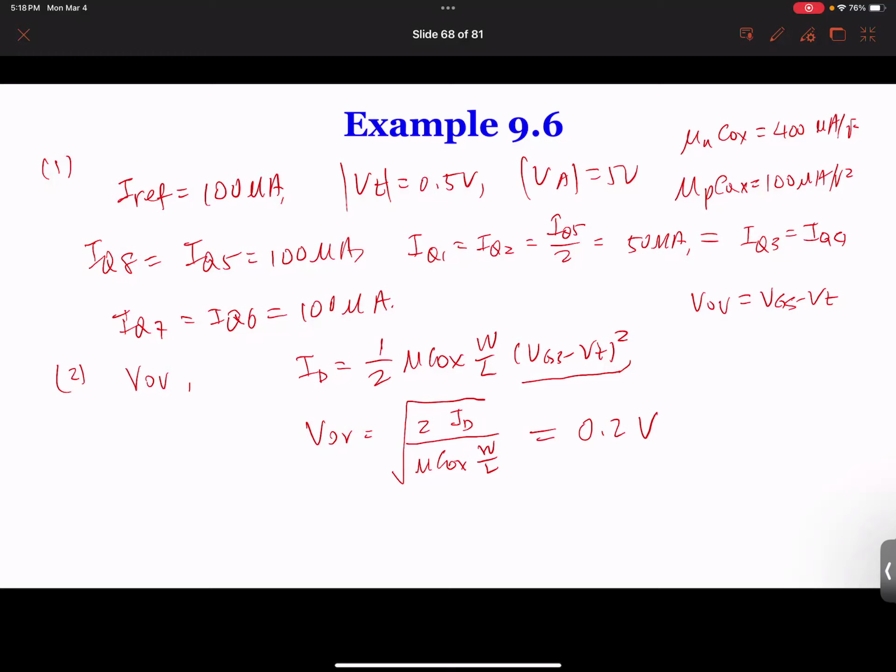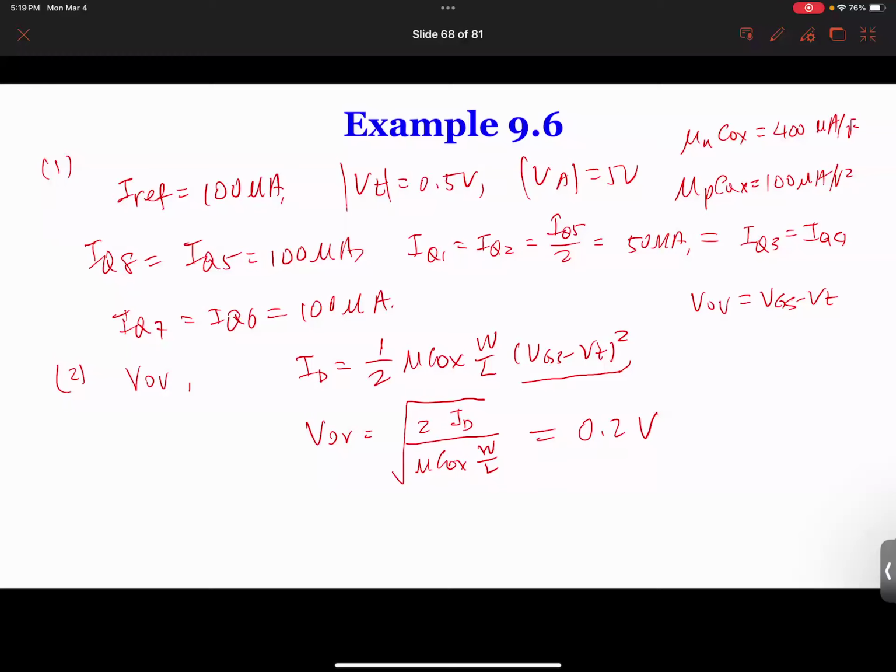And the way that they did it was by looking at the given W over L. You can see the W over L, one is 10 divided by 0.4, the others are 2.5 divided by 0.4. So that's 4 times. So W over L is 4 times, but the mu times COX is also 4 times. So that 4 and 4 cancels. That's why you got VOV is 0.2 volts.